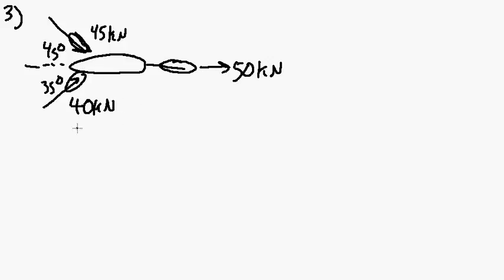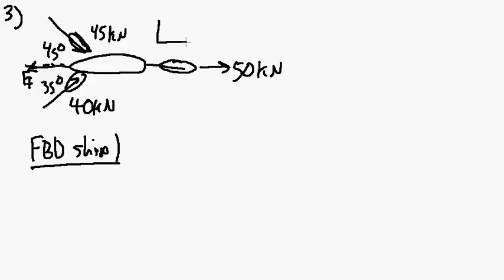So let's draw the free body diagram. Oh, and then we've also got friction force from the boats on the boat. So like F sub F, something like that. So let's do our free body diagram. FBD for the ship. Okay, so here's our X, Y.